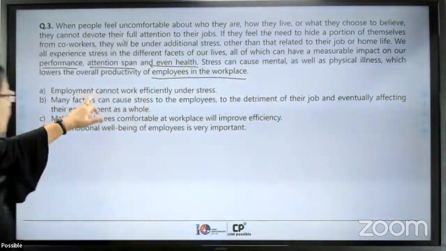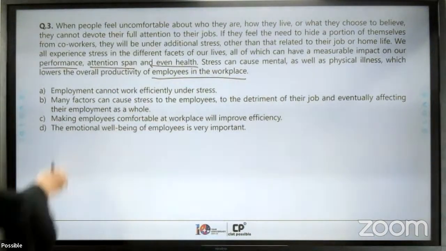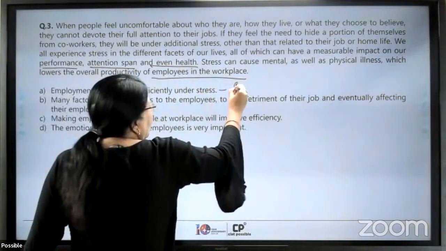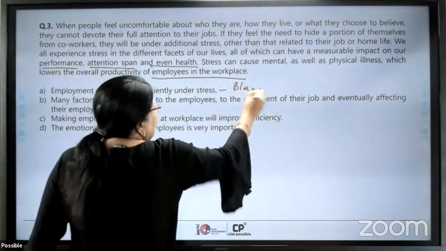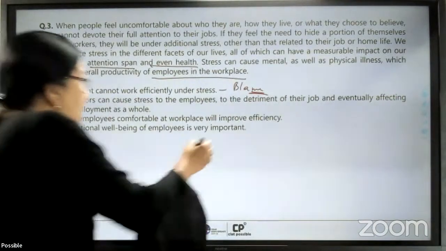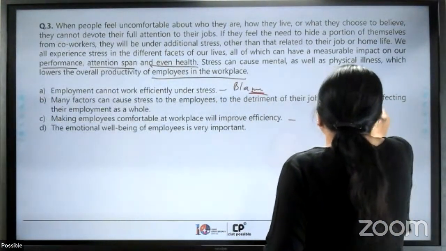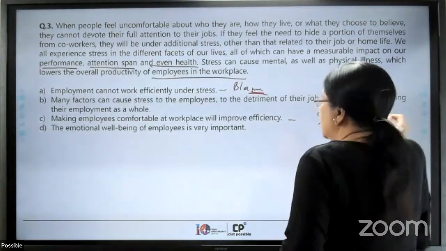Now see, employees cannot work comfortably or efficiently under stress. Now this is like putting a blame on them. This is too limited, bad in writing. And let's all look at C also. Besides, making employees comfortable at work will improve efficiency. This is more like a suggestion given. We are not giving a suggestion; this is a problem cited, and we start giving a suggestion.